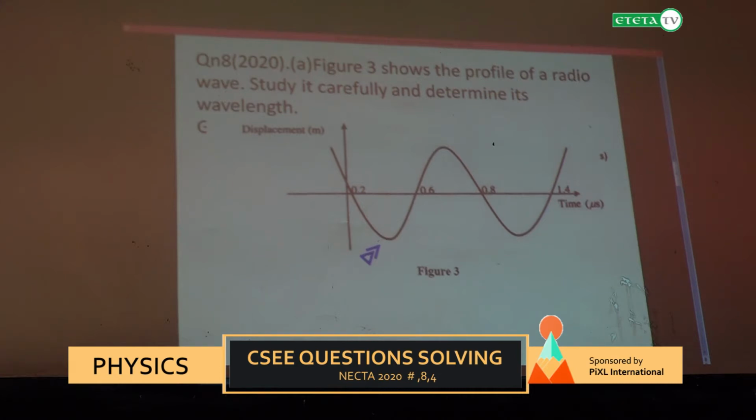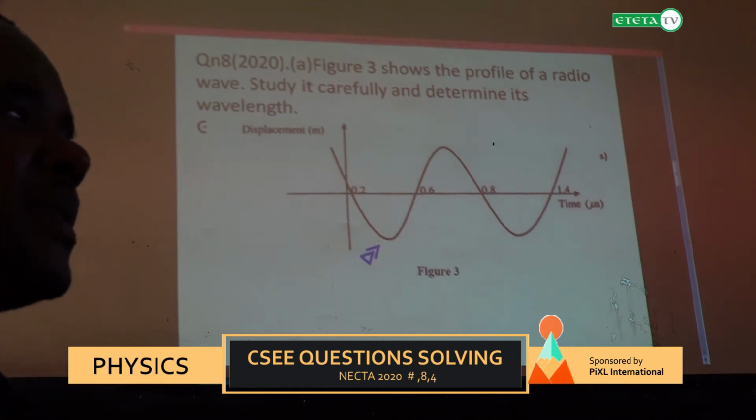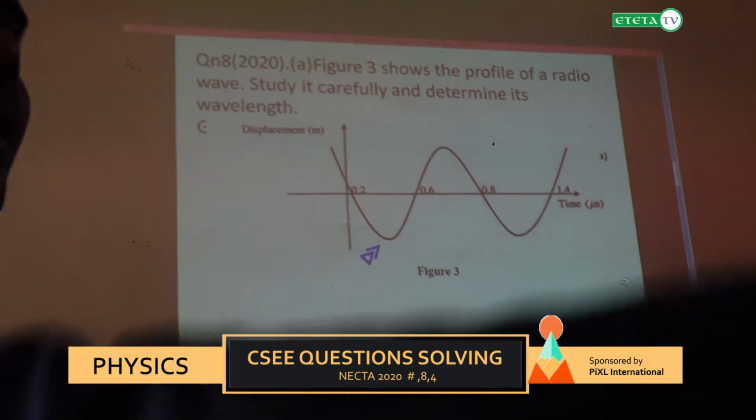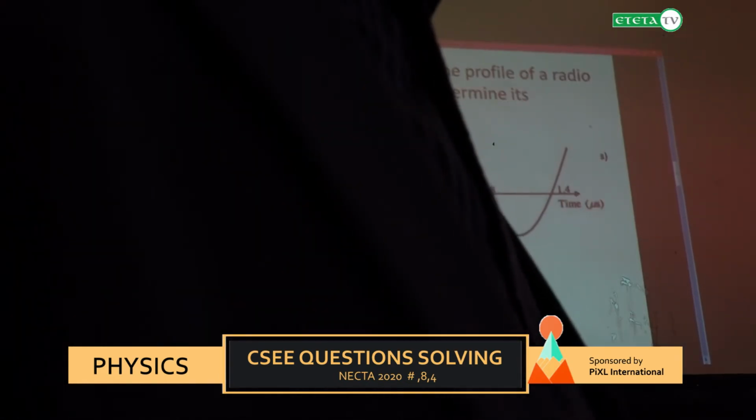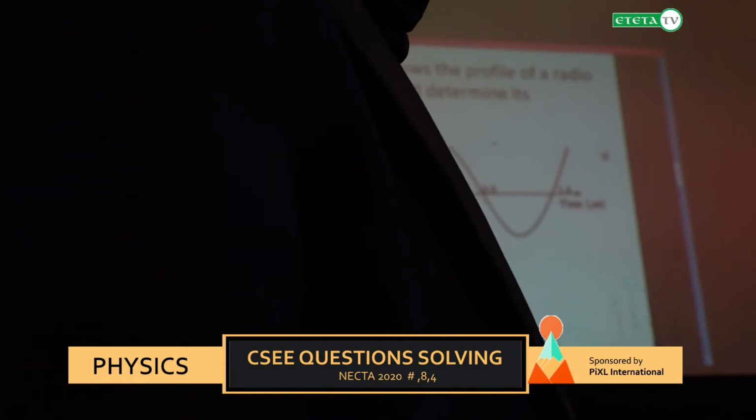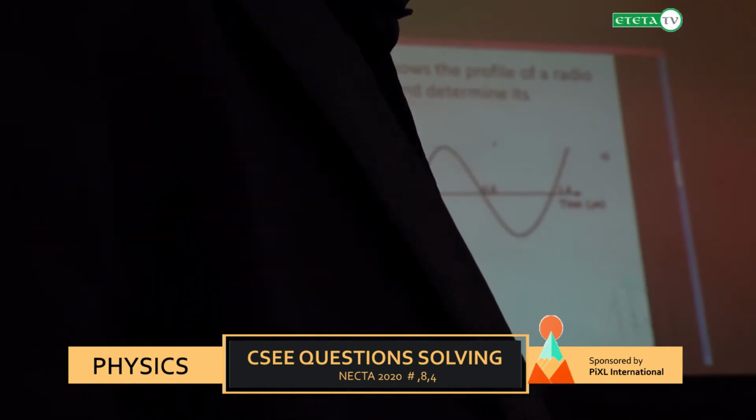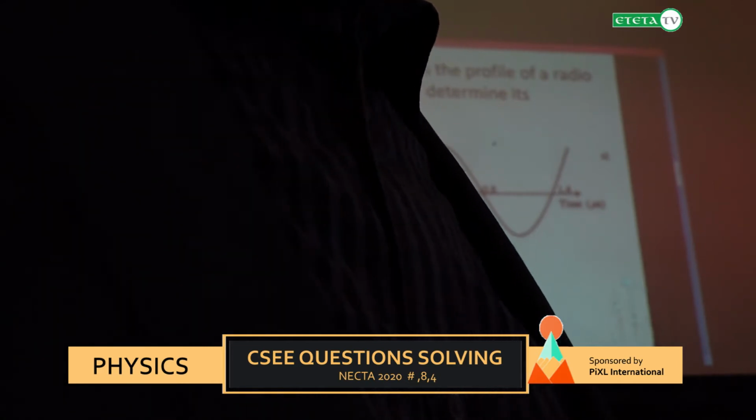Who can tell us what is the period? The period is the time where a wave completes one cycle. What is the period now? Yes, Musa? The period will be 0.6. Yes, 0.6. Another one? Okay, Regan? The period will be 0.8 microseconds. Can you clap hands for Regan?